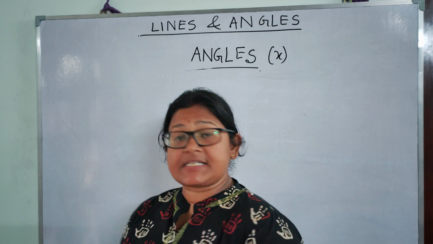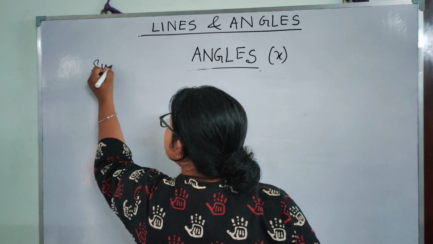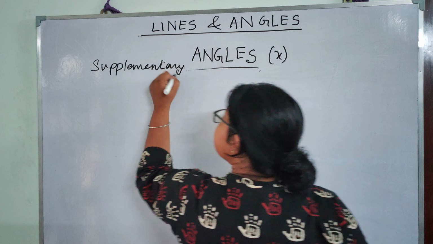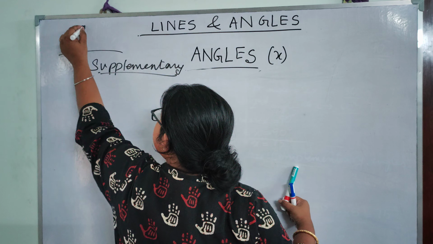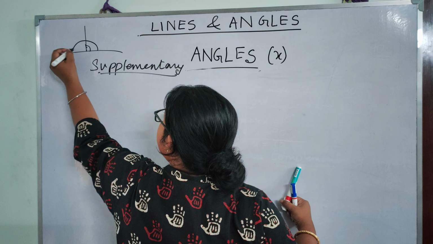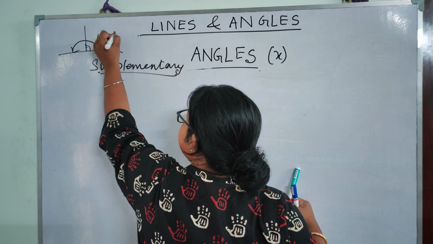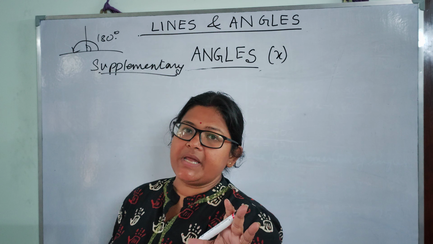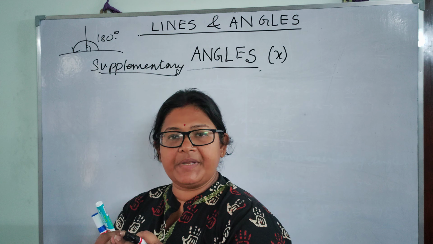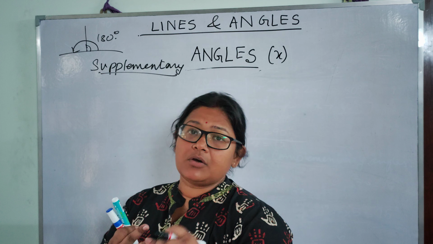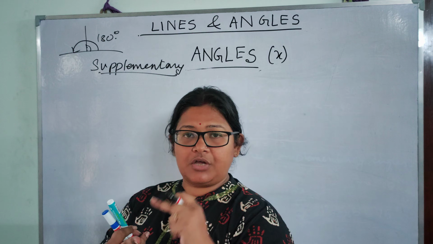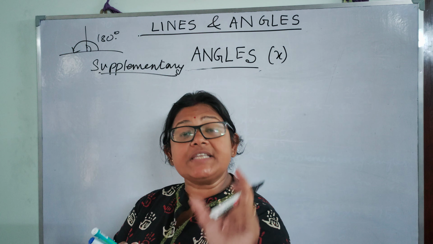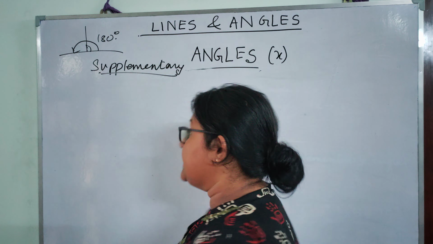My next topic is supplementary angles. Just like complementary angles, where the addition was 90 degrees, in this case supplementary angles will add up to 180 degrees. That means the addition of two angles will be 180 degrees. One will be an acute angle, the other will be an obtuse angle. The addition of an acute angle and an obtuse angle will always be equal to 180 degrees.